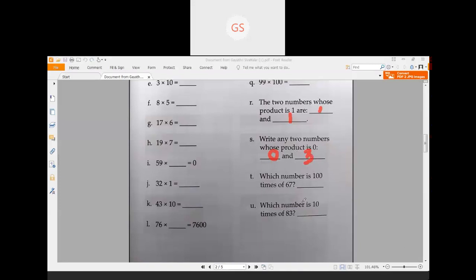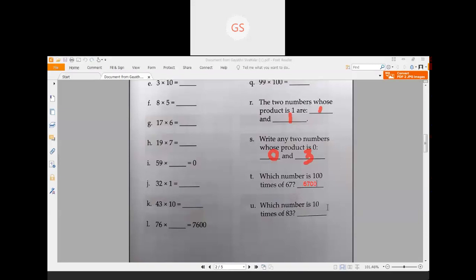Look at the T question. Which number is 100 times of 67? 100 times means what? You have to multiply 67 with 100, isn't it? So in simple terms, you have to add these two zeros at the back, isn't it? Not 1 zero, 2 zeros. So what will you write here? 6,700. 6,700 is the answer, right? Yes, I'm typing here. 6,700. Yes, correct. Okay, now next one.